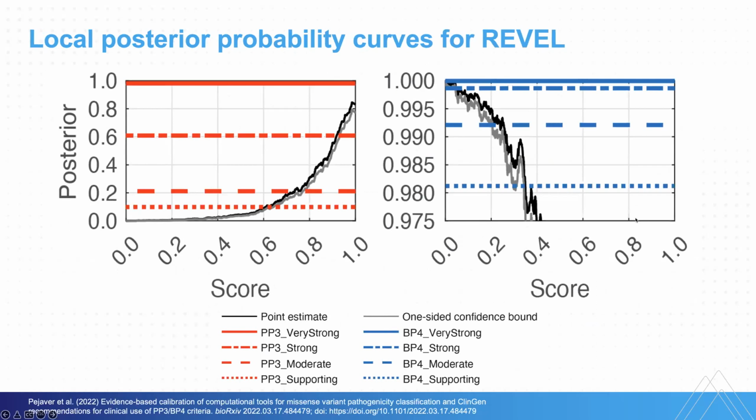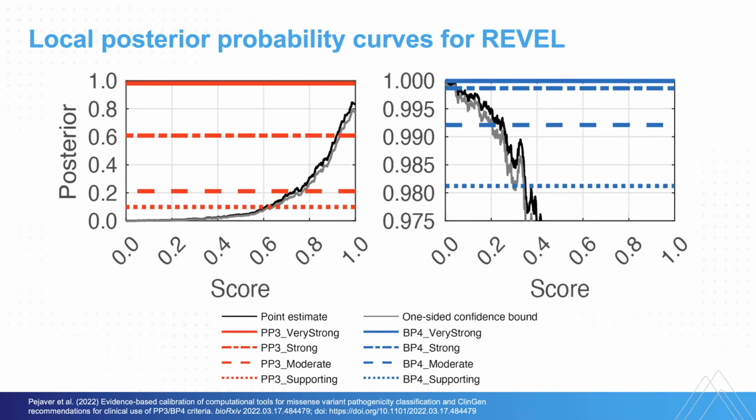So let me give you an example of one posterior probability curve. This is for Revel, and I'm going to walk you through what's being plotted here. As I mentioned before, on the x-axis is the score, on the y-axis is the posterior probability. There are 4 horizontal lines that represent 4 posterior probability cutoffs corresponding to the strengths: very strong, moderate, supporting. The black curve is the point estimate of the posterior probability of each of these scores, and the gray curve is the one-sided confidence interval.